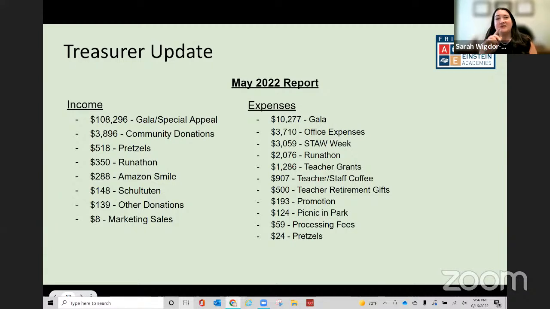So I apologize. Schultuten's actually an expense, so that's in the wrong column. The other donations, those were other various communities, some employer matching items, and a little bit of marketing sales. And then over to expenses, we had Gala office expenses. That's pretty high because we did have to purchase a shed due to the construction and the reassignments.